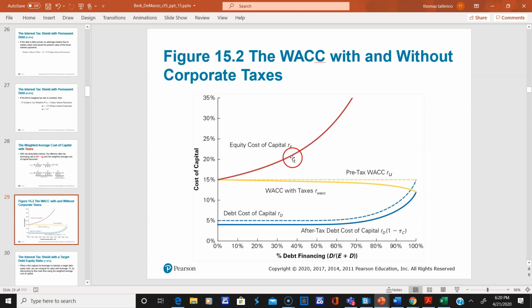So here's the weighted average cost of capital with and without corporate taxes. Here's your weighted average cost of capital with taxes, that's what we just solved. And as the debt financing goes up, you'll notice your cost of capital drops off. And here's your unlevered pre-tax cost of capital, this is unlevered before the taxes kick in. You notice that's flat.